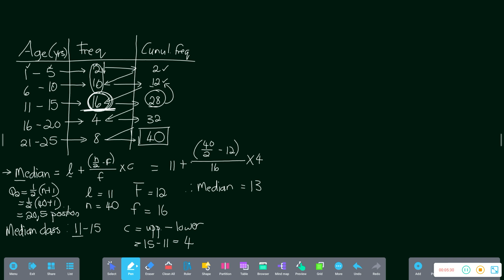Okay, so that's what we did in our last lesson. So now I'm going to show you another way to determine the median. And this is when we use the Ogive curve.